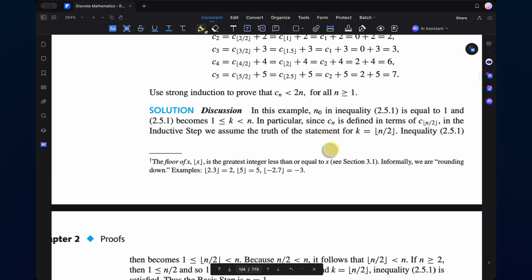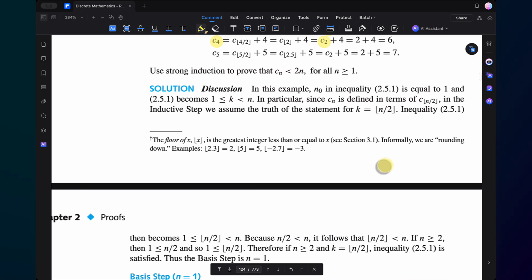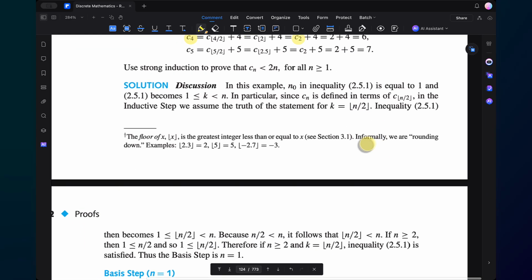The important thing is to notice how in C4, we're not using C3, but we're using C2. So sometimes in this sequence, it's defined in terms of the immediate predecessor, but sometimes it's defined in terms of a predecessor that's not the immediate predecessor in the sequence. So here we go. All right, so what do we do?